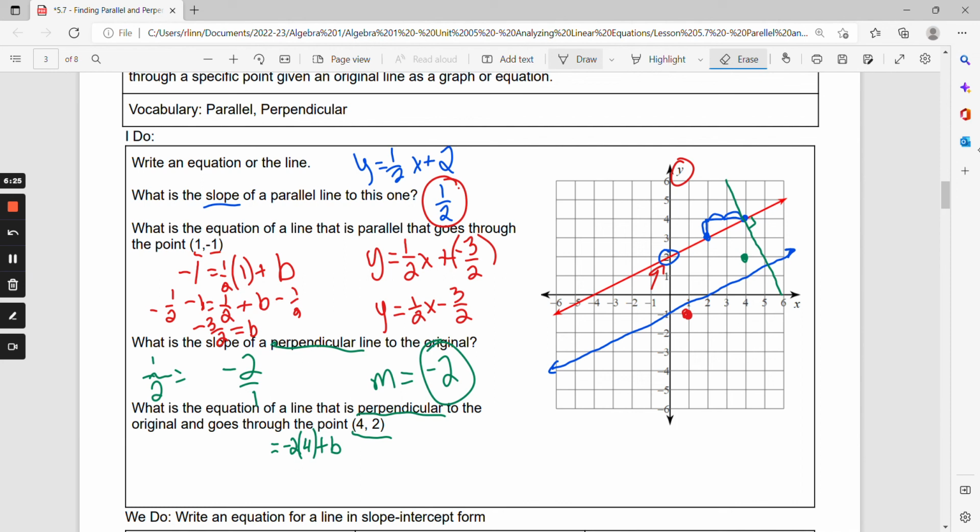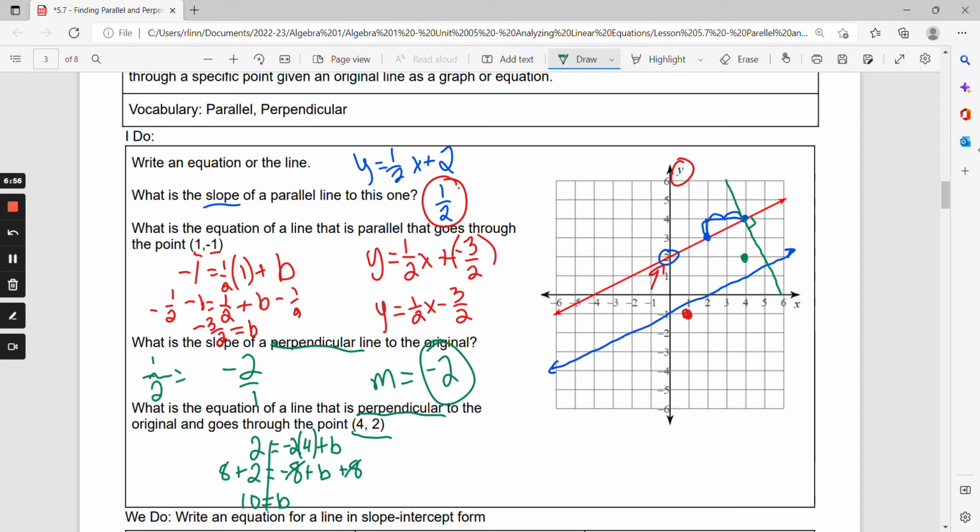So let's go ahead and put that in. So 2 equals negative 2 times 4 plus b. 2 is equal to negative 8 plus b. We'll just simplify that down a little bit. So then we just solve for b. We want to isolate our variable. In order to get rid of that negative 8, we need to add 8 to both sides. Negative 8 and positive 8 cancel out. We're left with b equals 10.